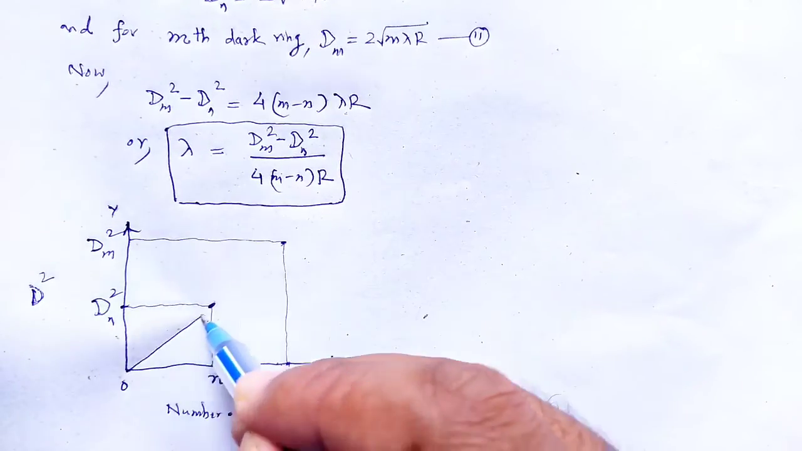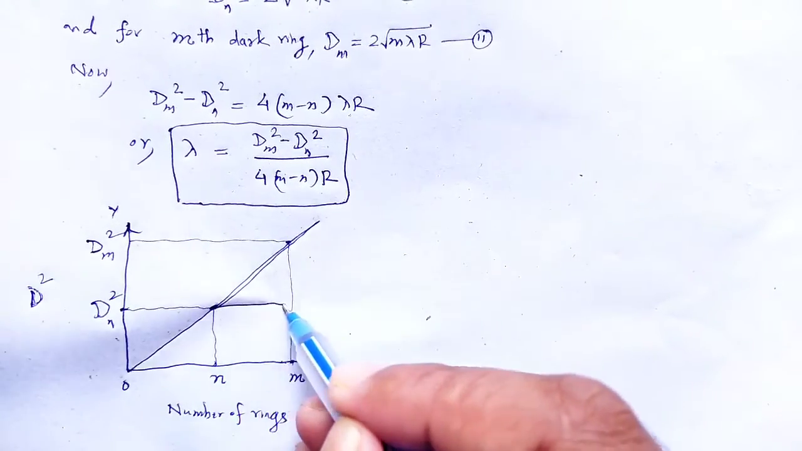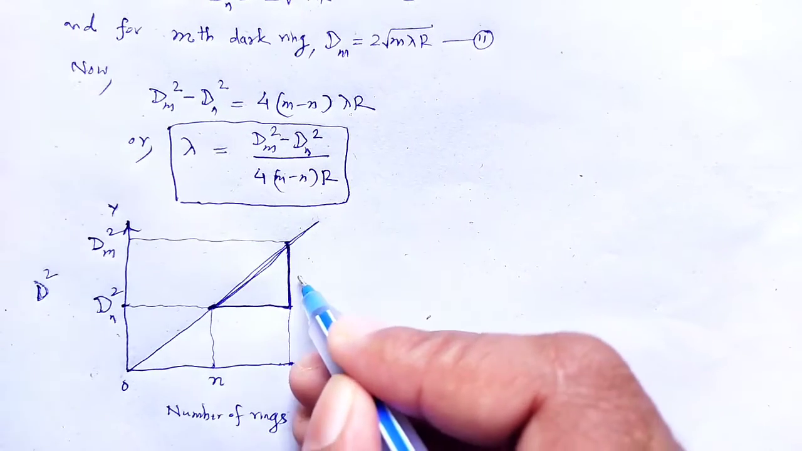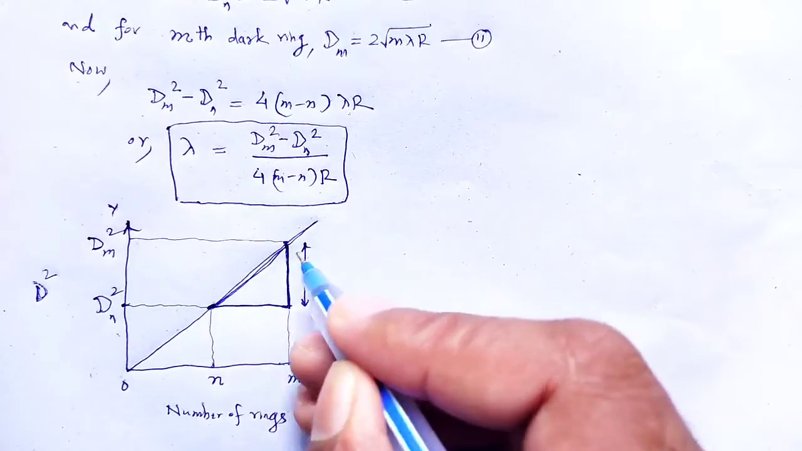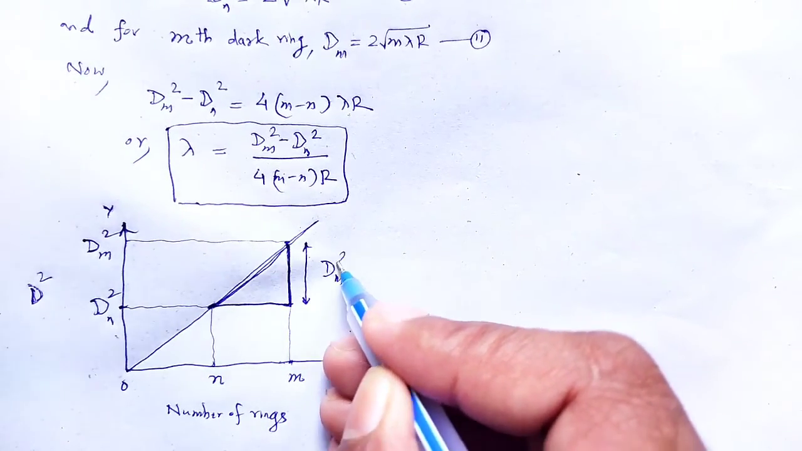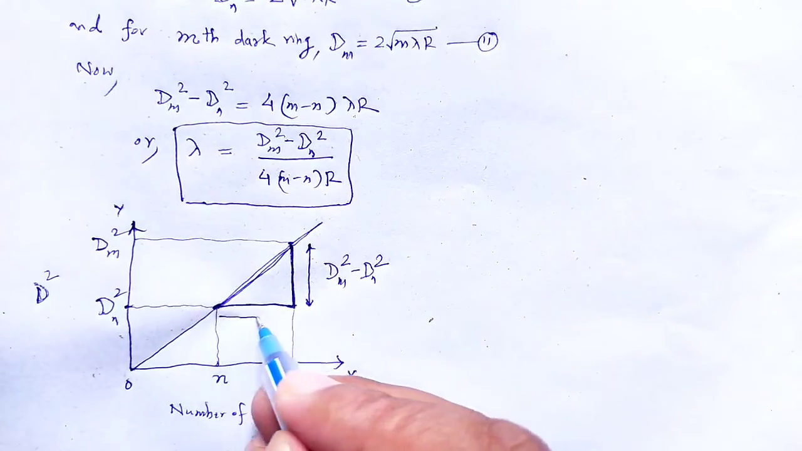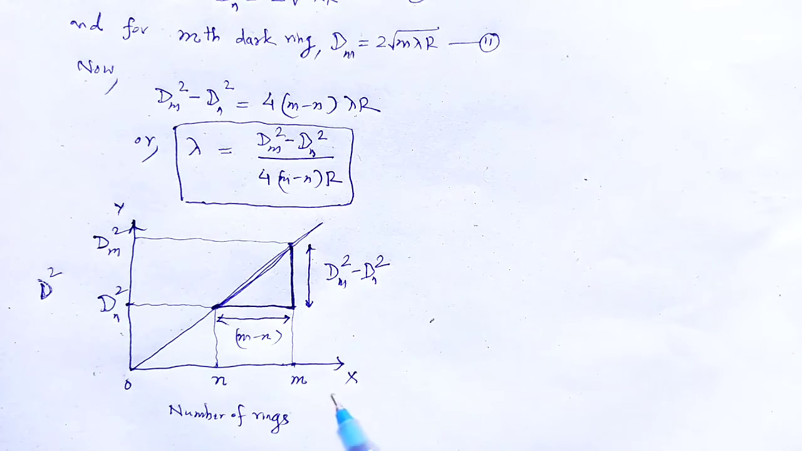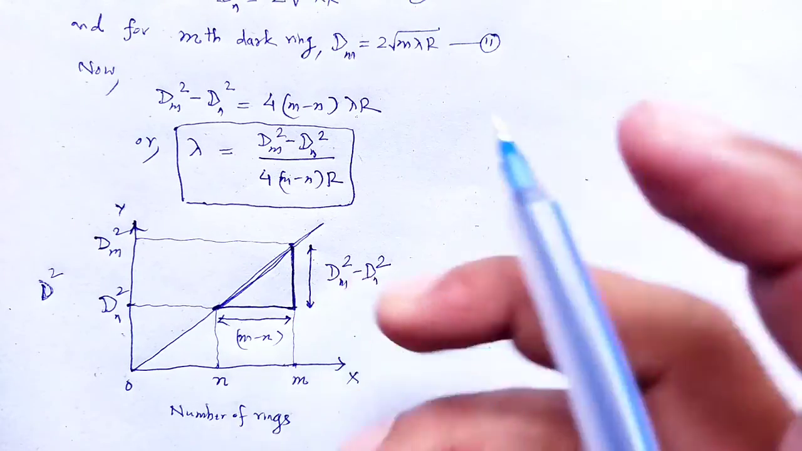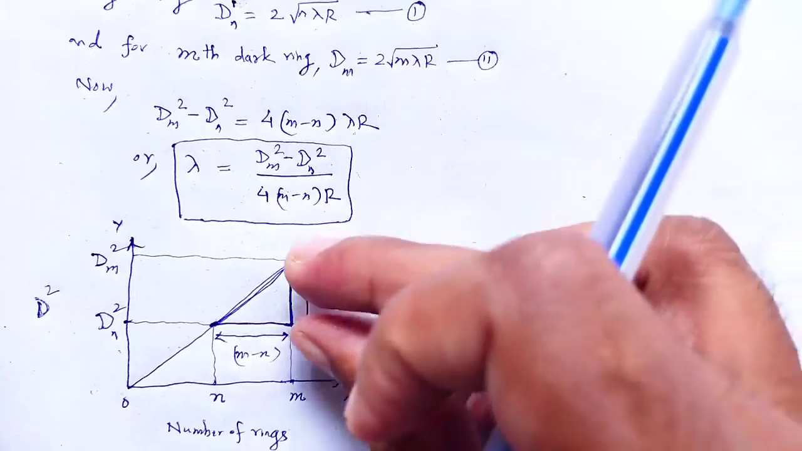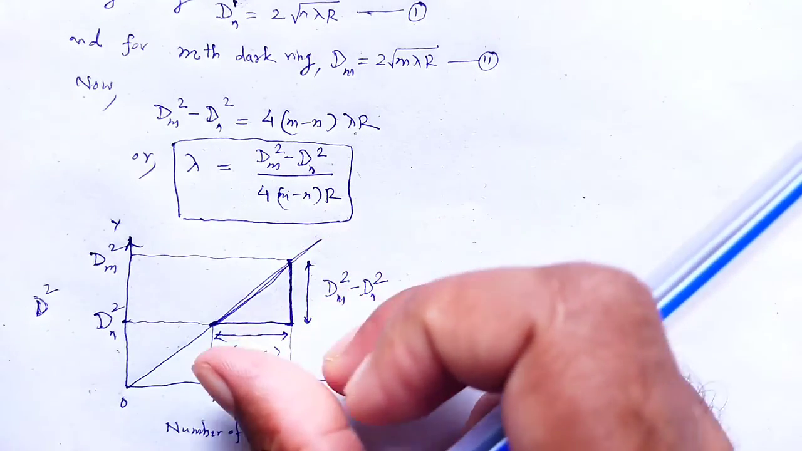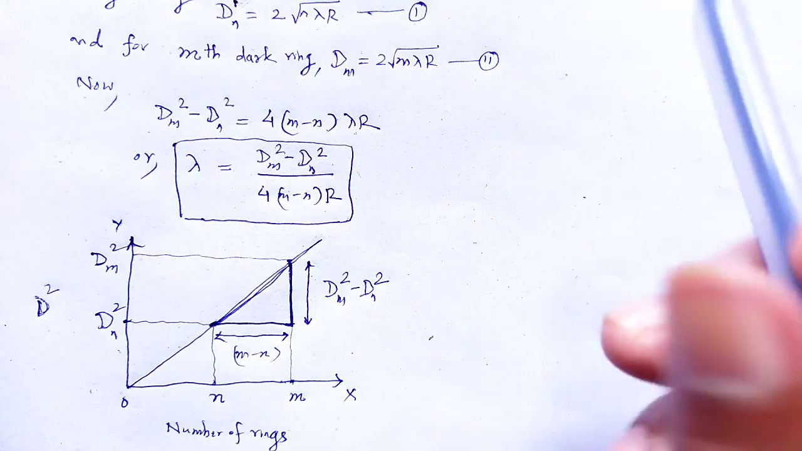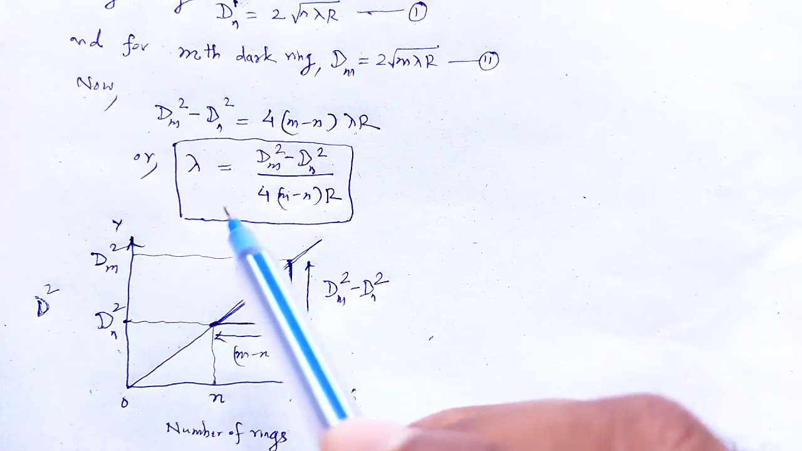Now joining this line, look at the figure here. That portion gives dm square minus dn square, and that portion of the graph gives m minus n. Now putting these values in the expression, dm square minus dn square from the graph, the m minus n value from the graph, and since we know the value of the radius, we can easily evaluate the wavelength.